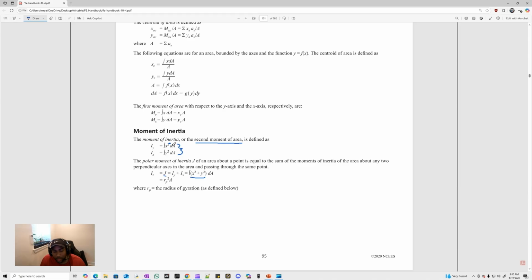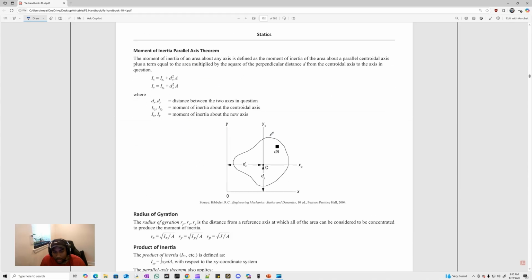And some people have questions about why Iy involves x terms and why Ix involves y terms. But think about the moment that a small differential area would produce. We go down to this schematic here. You could see a differential area here. You could see the x and y axis. If you took a moment about the x axis, you'd be using y distances to take that moment, right? So the moment about the x axis, or Ix, if we took a second moment, we'd involve y terms, right? That's why Ix is the integral of y squared dA. Iy, or the second moment of area about the y-axis, would involve x distances here.